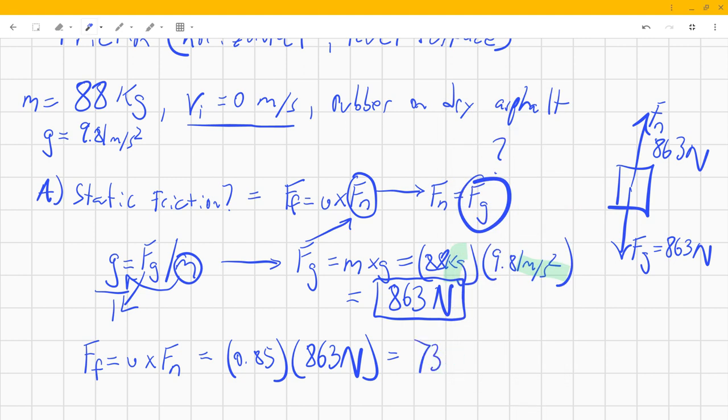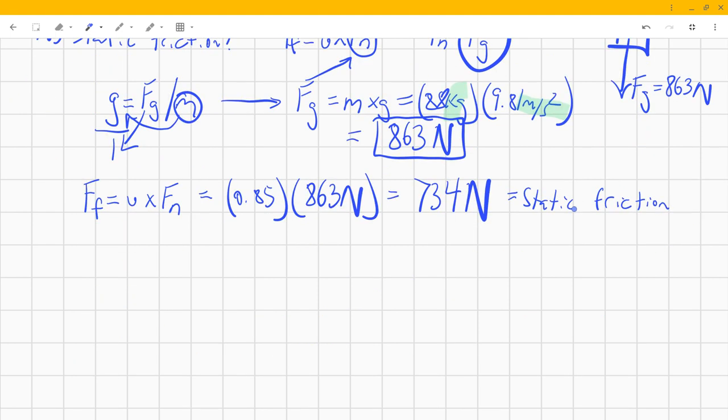734 newtons is the static friction, stopping this thing from even moving. Okay, now we could do one more thing. If you were to drag this rubber with constant velocity, what would be the kinetic friction?